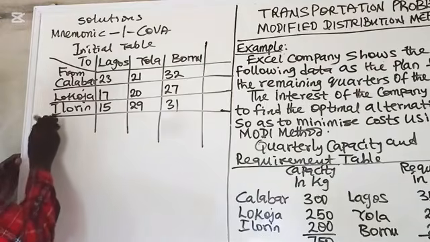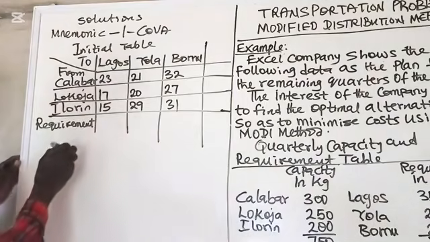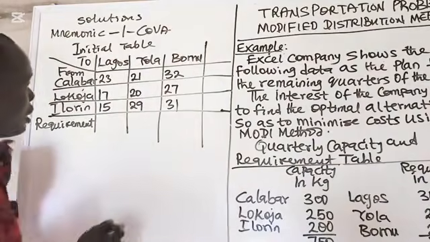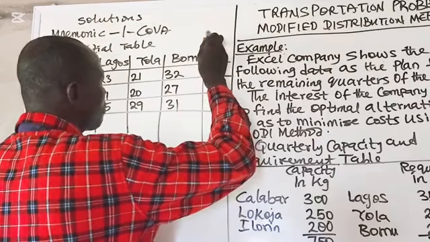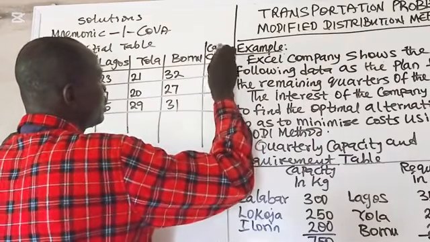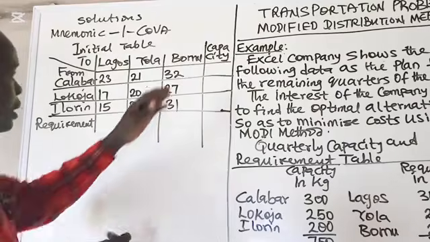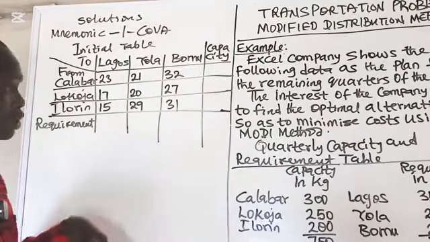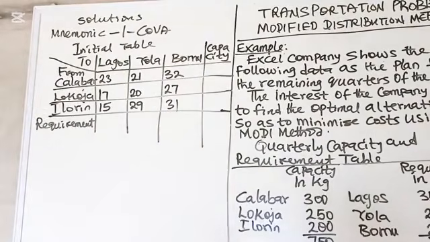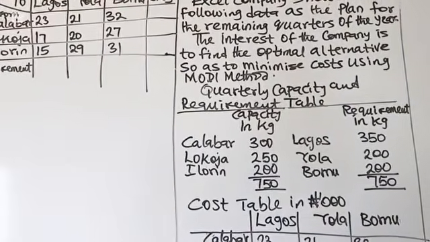Requirement will always be here, which is the demand. The supply, which is the capacity. Capacity, that is the supply. So in case it is given as demand and supply. So back to the question. How much is the capacity and how much is the demand?